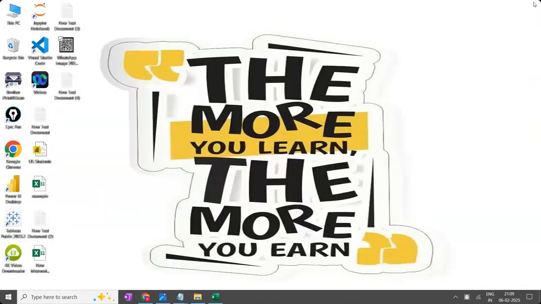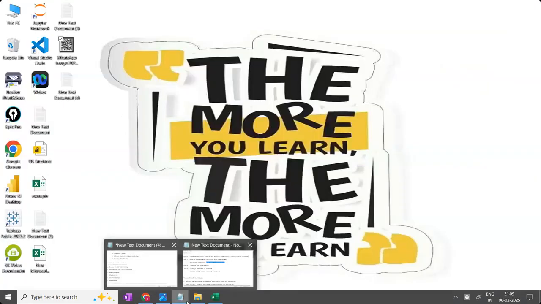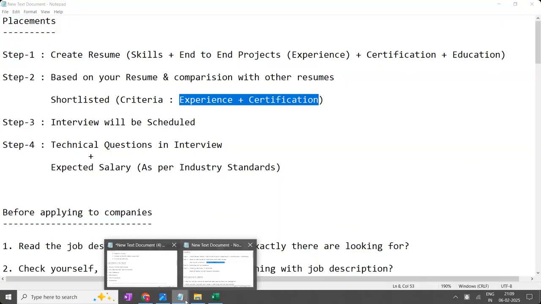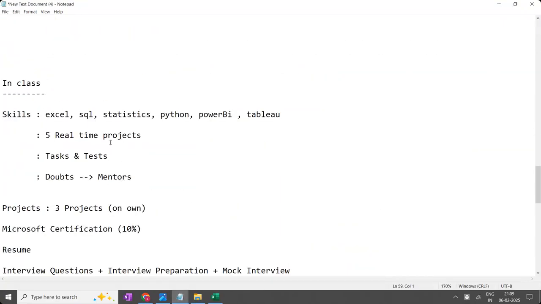Yeah, I have shared you the overview of the content, right? What are the things we are going to cover here? That is Excel, SQL, statistics in detail. Inside that, what are the things that will be covered? You can see in the syllabus copy. We are going to share you the syllabus copy.